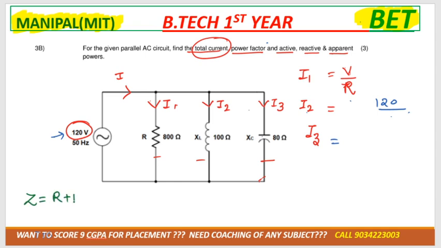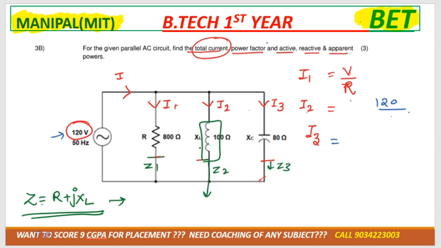Impedance is in the form of R plus jXL. R in this case is how much? Suppose this is Z1, this is Z2 and this is Z3. So Z2, if I write it in this form, would be 0 plus j100. Don't write down 100 directly; it should be in the form of 0 plus j100. Now can you tell me the value for Z3 similarly?